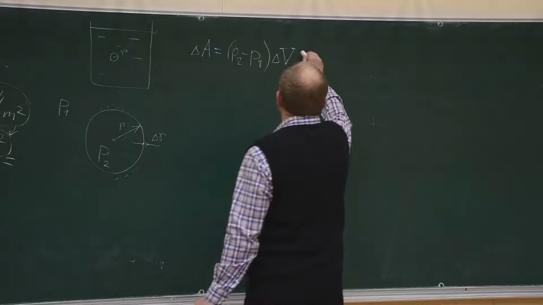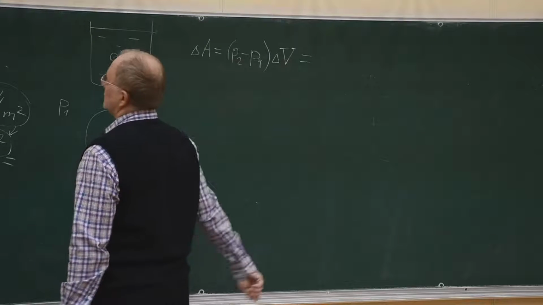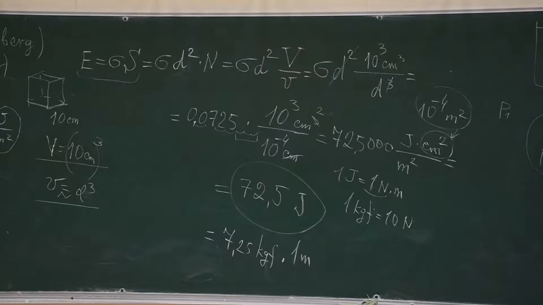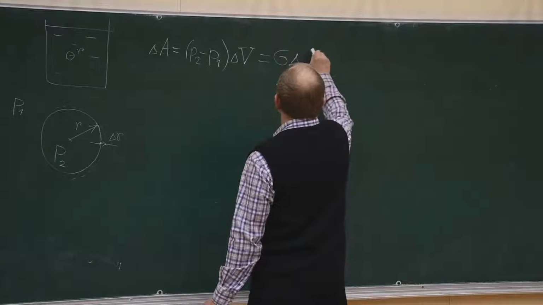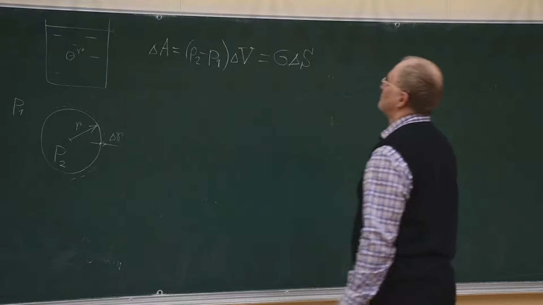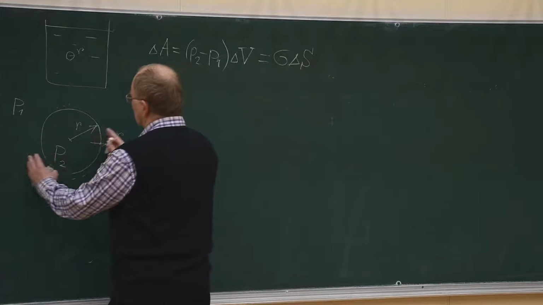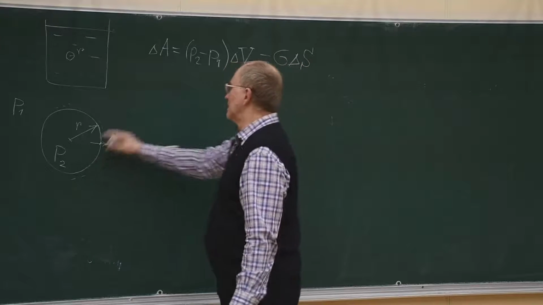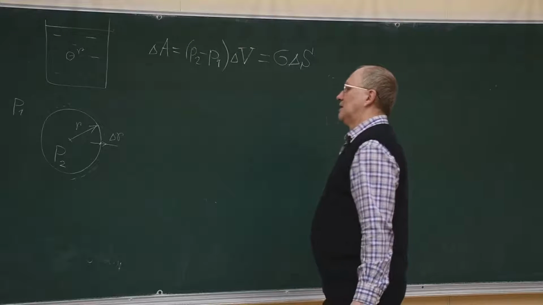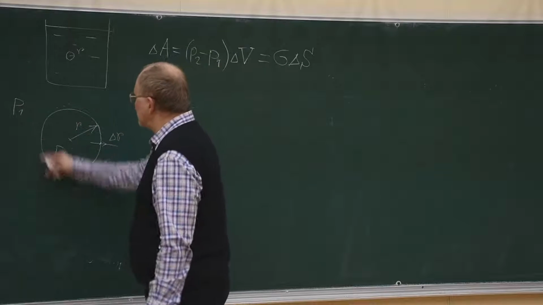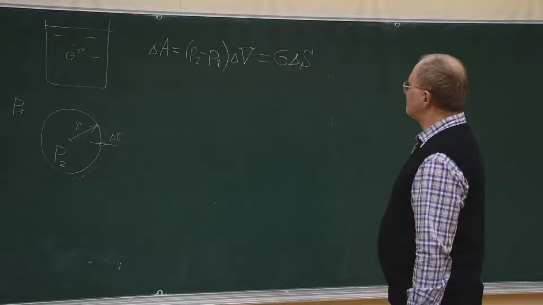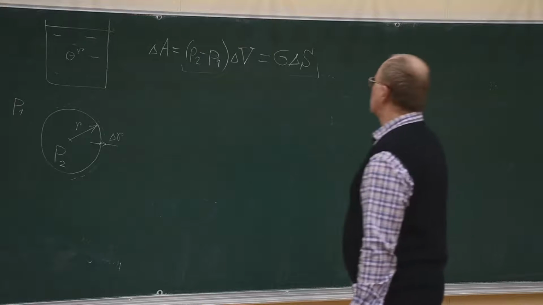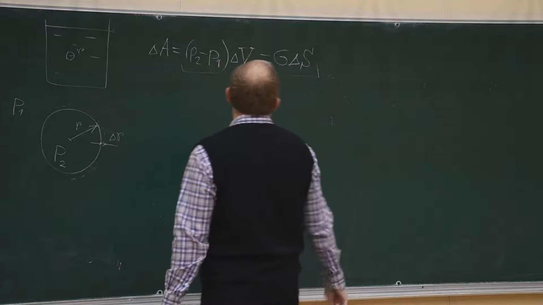And this work goes to increase the surface energy. The surface energy is given by this formula. So that will be the increase in surface energy, which will be just sigma delta S, where delta S is the increase of the surface. So we imagine that the radius of this bubble has slightly changed, and in this case, such work is performed by the gas inside, and this work goes to increase the surface area, because there is some energy associated with the surface of liquid. So that's the main idea of calculations.